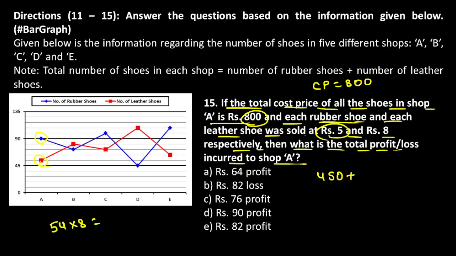45 into 8 times. 540, 10 times. 540 minus 108. 440, 432, very good. 432.